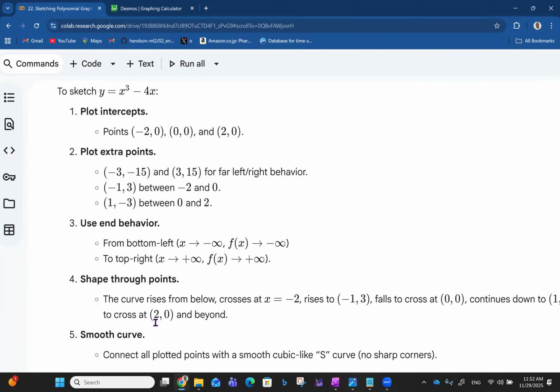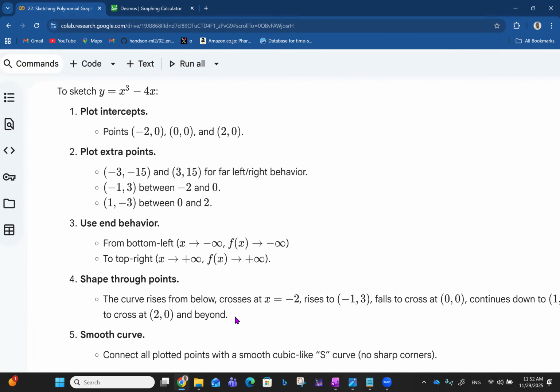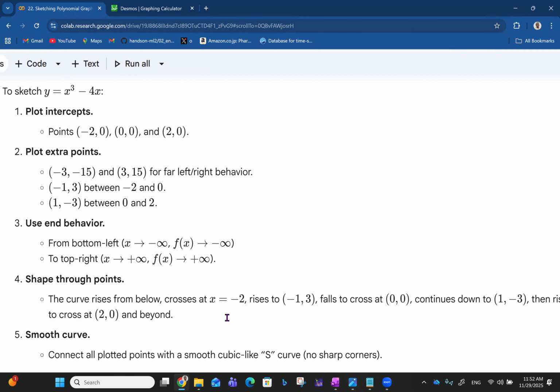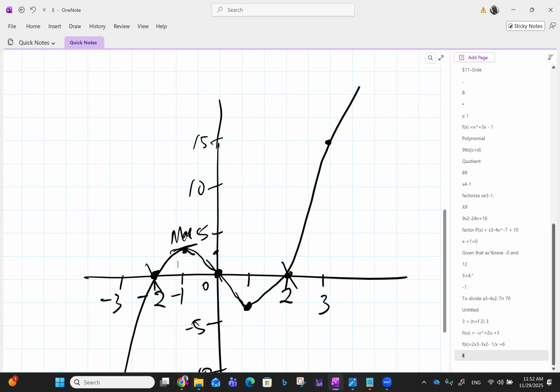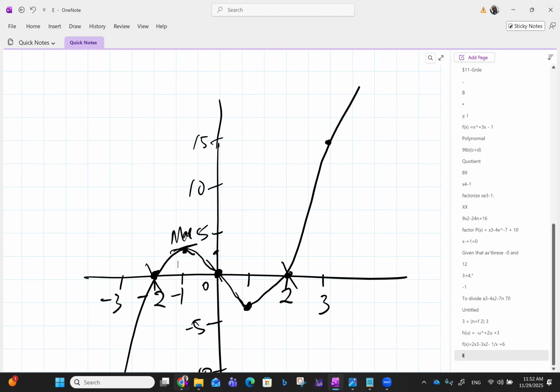So the curve rises from below, crosses at x equals -2, as you can see. It goes up like this, comes here, turns over, and keeps going. Rises to -1, 3. That's the maximum point, as you can see. Falls to cross at 0, 0. So it falls back at 0, 0 here.